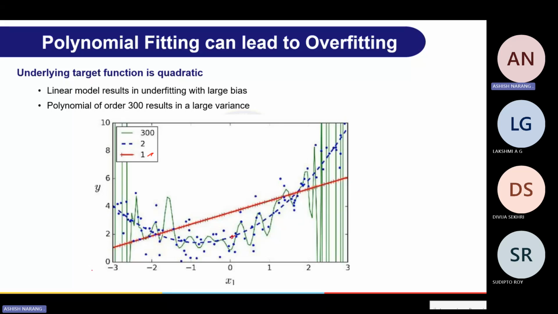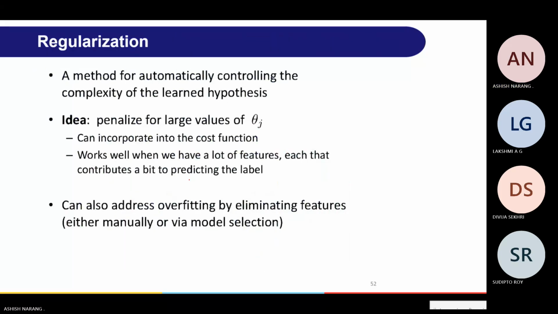And when you use a polynomial of degree 100, it is trying to pass through each and every point, the green one. You see how complex the function has become, right? This is known as overfitting. So my model should be neither too simple nor too complex. A very simple model may result in underfitting. A very complex model, of course, will result in overfitting.